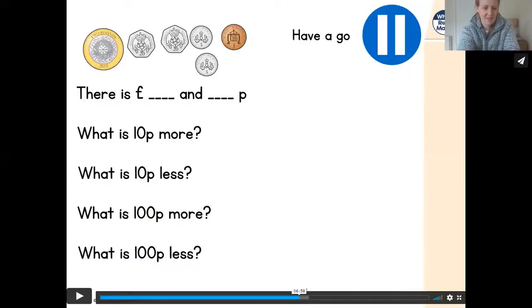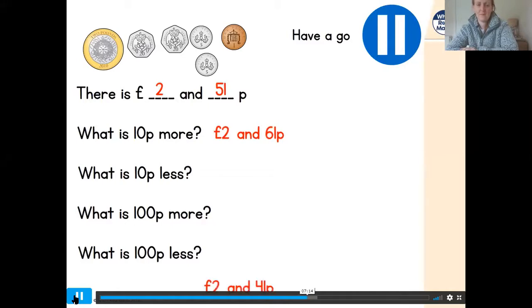How did you get on, Year 3? Let's have a look. So let's start to check our answers. We've got £2.51, haven't we? £2 coin, 20, 40, 45, 50, 51 pence. What's 10 pence more? £2.61. What's 10 pence less than our starting amount? It's going to be £2.41, isn't it?